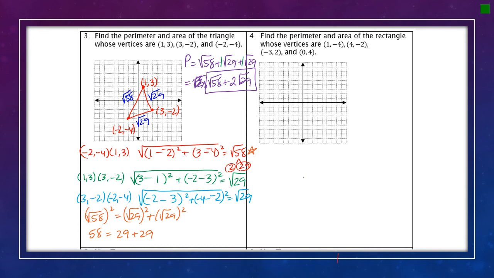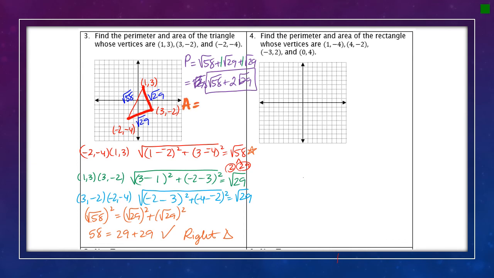And if you put that into your calculator or if you add it in your head, it does come out to be equal. So what that means is that this is a right triangle. And when you have a right triangle, your base and your height are the two legs of your triangle. So I'm going to make those sides bold. So the two sides that are the square root of 29s, those are going to be the base and height that we're going to use for the area formula.